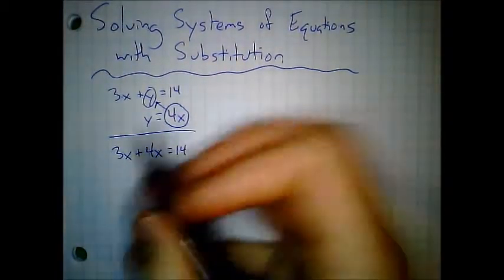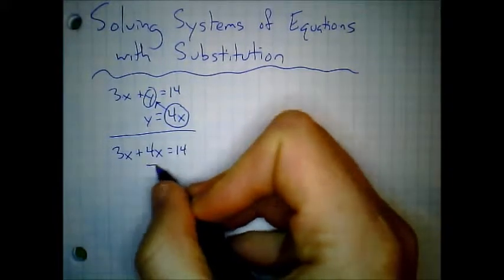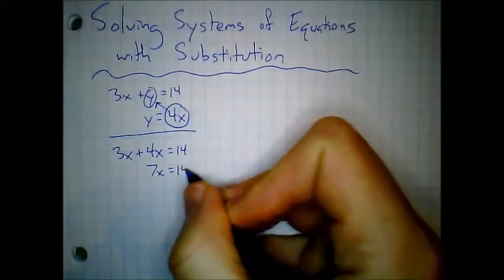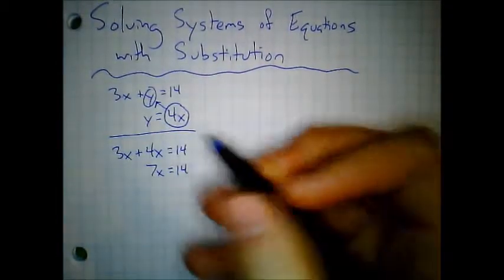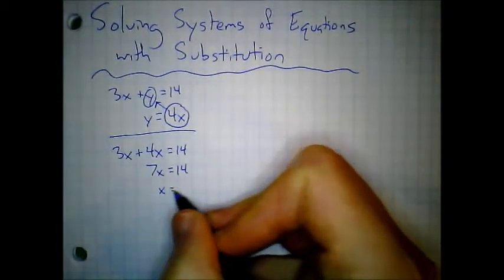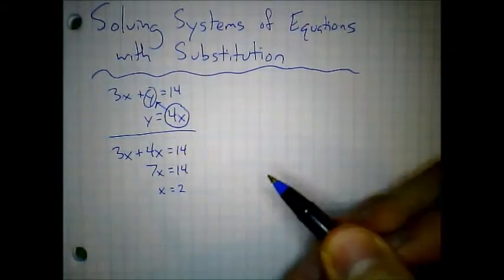So now let's just simplify and solve. 3x plus 4x is simply 7x. So we have 7x equals 14. I'm going to divide both sides by 7, and I get x equals 2, because I know 7 times 2 equals 14.